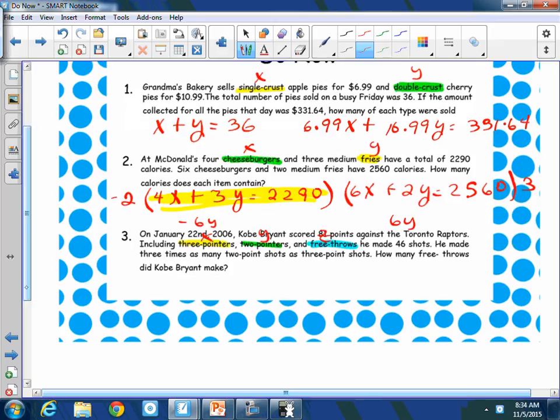All right, so give me the first equation. X plus Y plus Z equals 46, because he made 46 shots: 2-pointers, 3-pointers, and free throws. Very good. He made 3 times as many 2-point shots as 3-point shots.